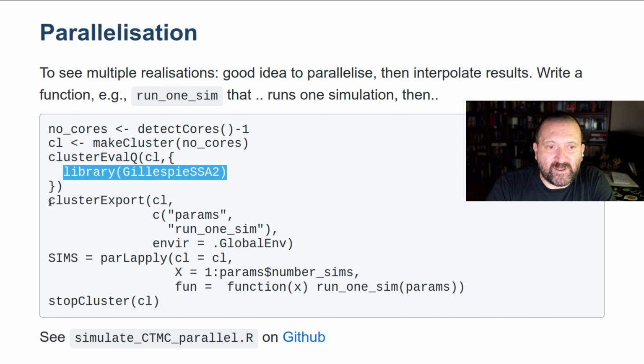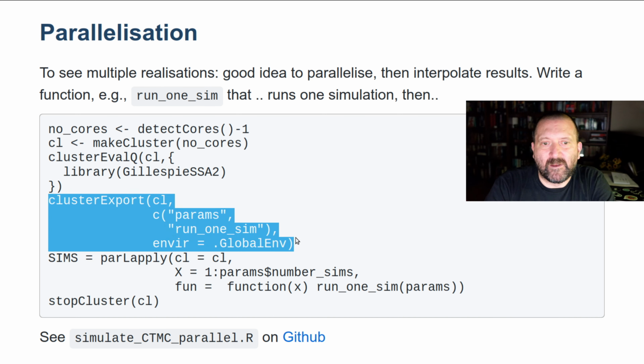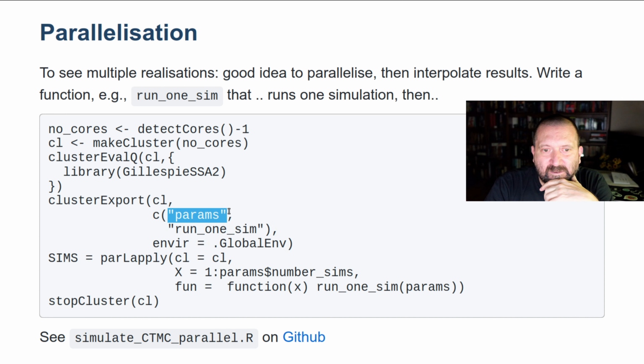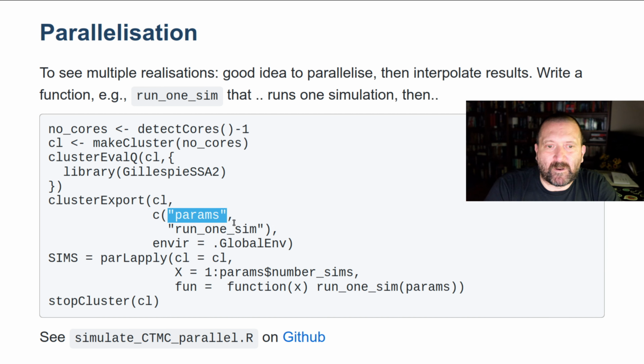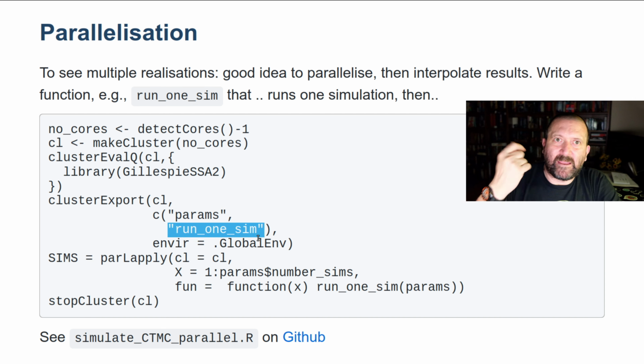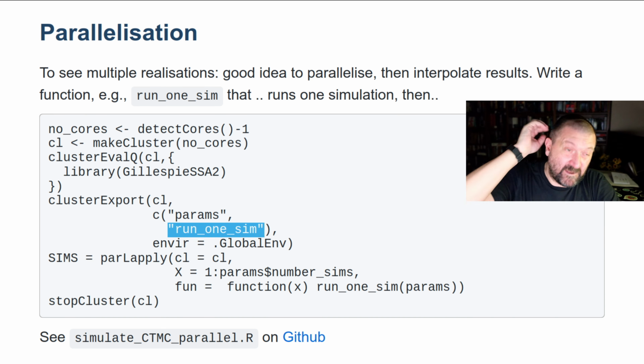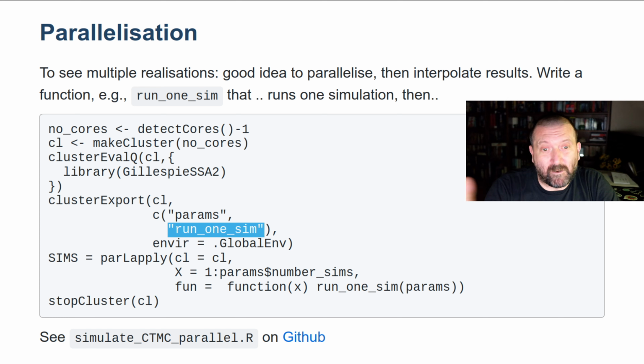Another way would be with cluster export. Okay, so cluster export here is I'm exporting my parameters. So I'm making each worker aware of the value of the parameters. And this is a function, and I'm making each cluster, each worker aware of those functions.